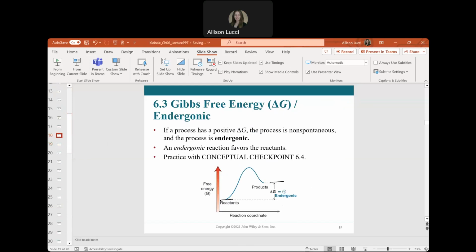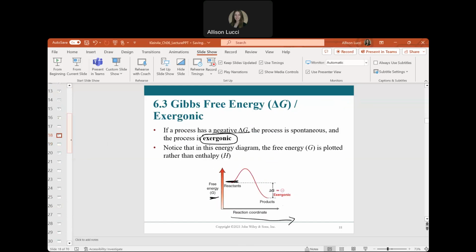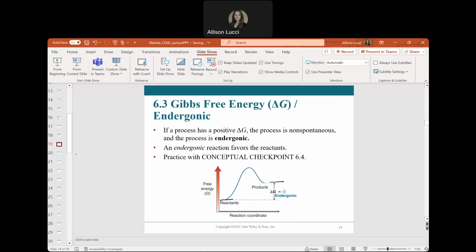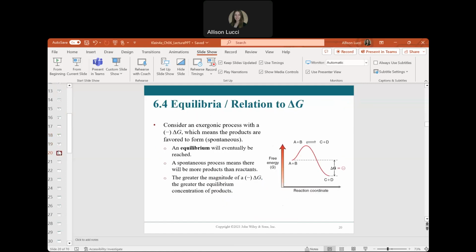Let's go back quickly here. So we saw that our reactants were at a higher energy and our products were at lower overall energy. And that's reversed when we have an endergonic reaction. So a positive delta G would be seen, and we have to add some energy to the system, and our reactants are at a lower energy than our products. So this is called an endergonic process.